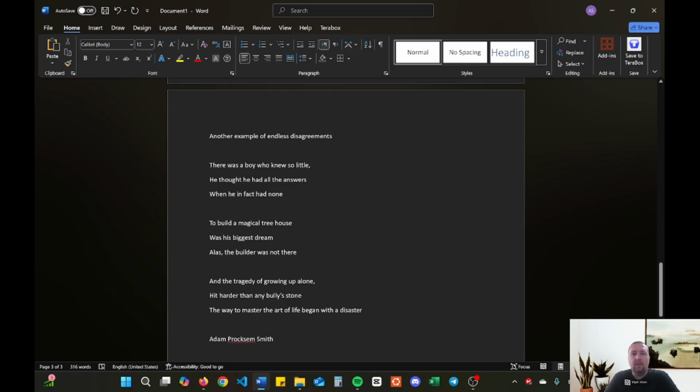Okay, let's hear it again. Another example of endless disagreements. There was a boy who knew so little. He thought he had all the answers, when in fact he had none. To build a magical treehouse was his biggest dream. Alas, the builder was not there. Basically, the father wasn't there. The tragedy of growing up alone hit harder than any bully stone. The way to master the art of life began with a disaster.